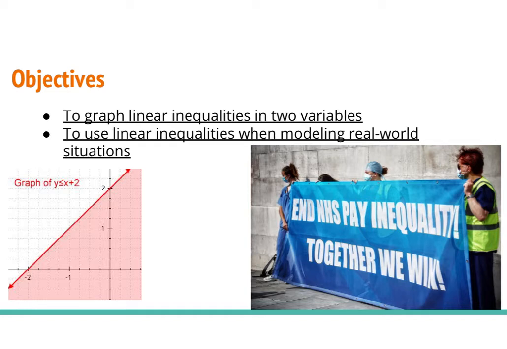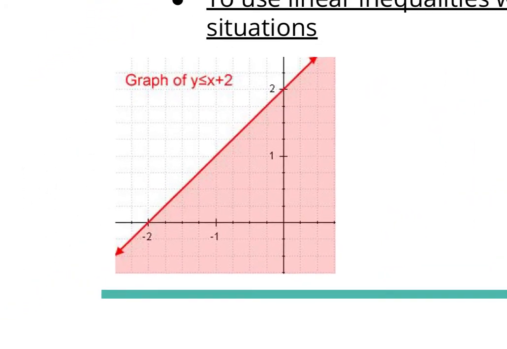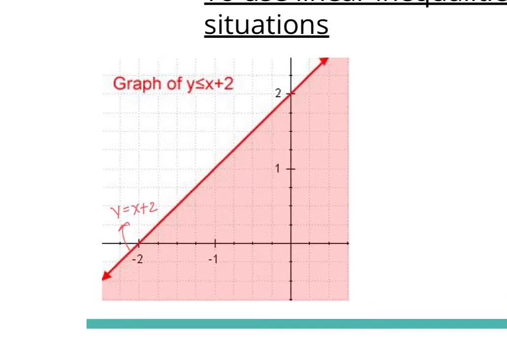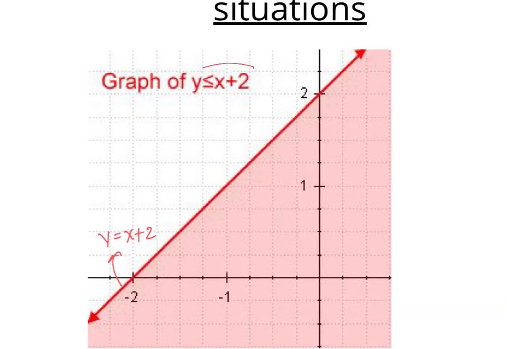All right, peeps, let's do this. So take a look at this graph, okay? This red line is the equation y equals x plus 2. In order to graph an inequality, wherever you see the inequality symbol, replace it with an equal sign, okay? So this is y equals x plus 2.